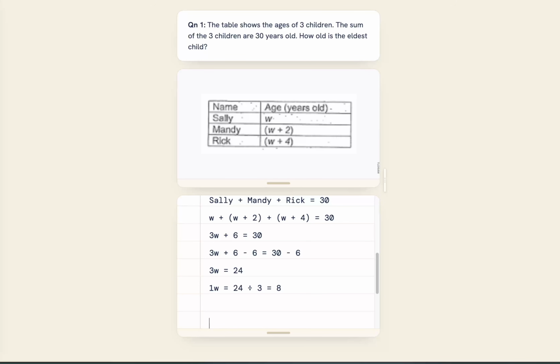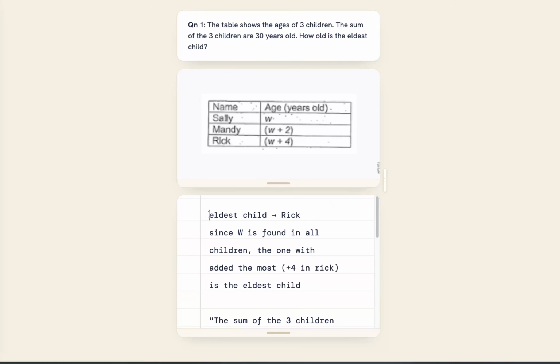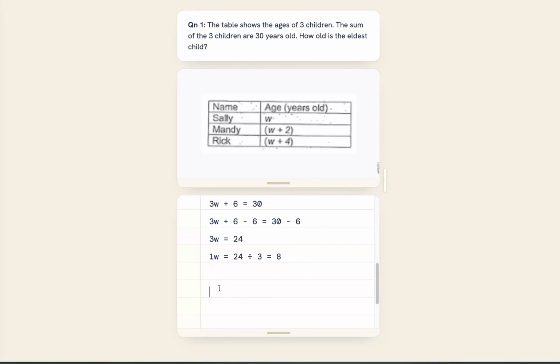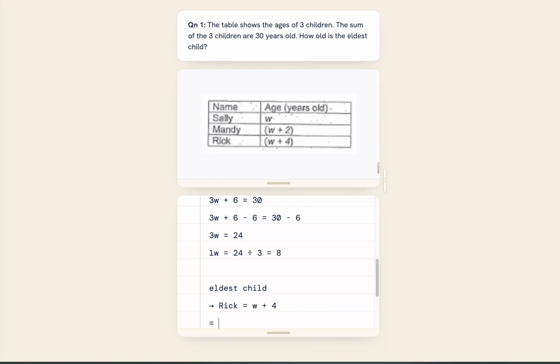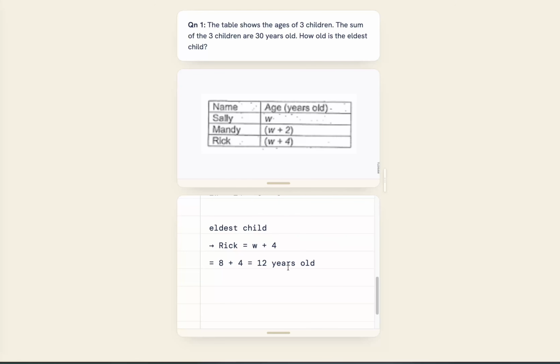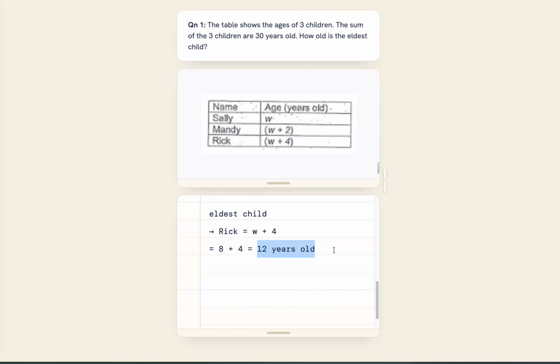If we were to scroll all the way up, the eldest child, which is Rick, in this case is equal to W plus 4, which also means that this will be equal to 8 plus 4, and this will be 12 years old. There we go. So the eldest child is 12 years old.